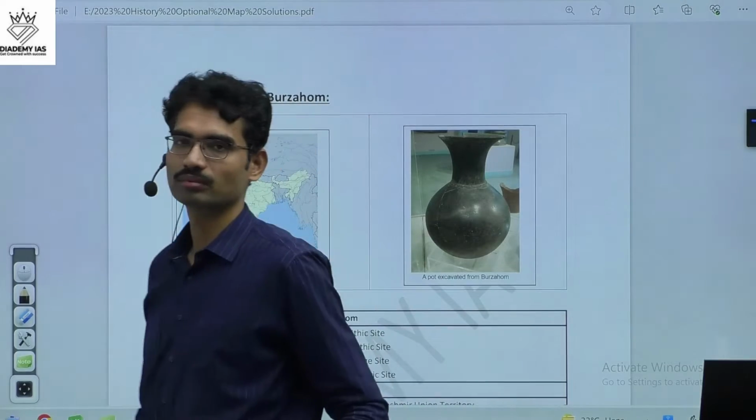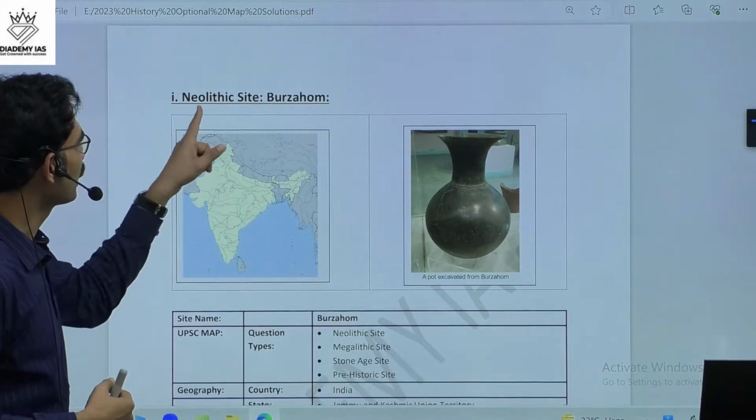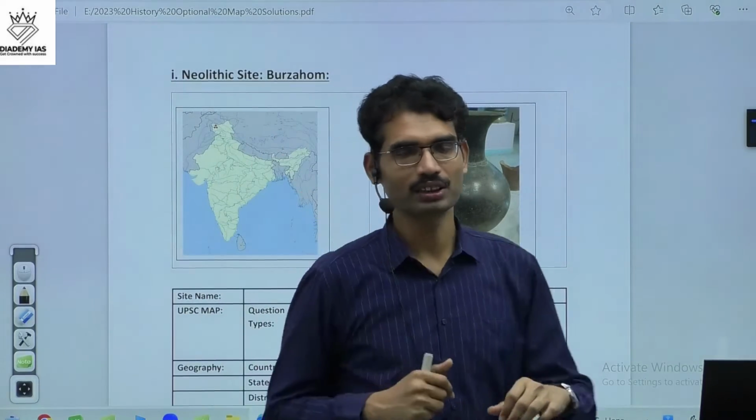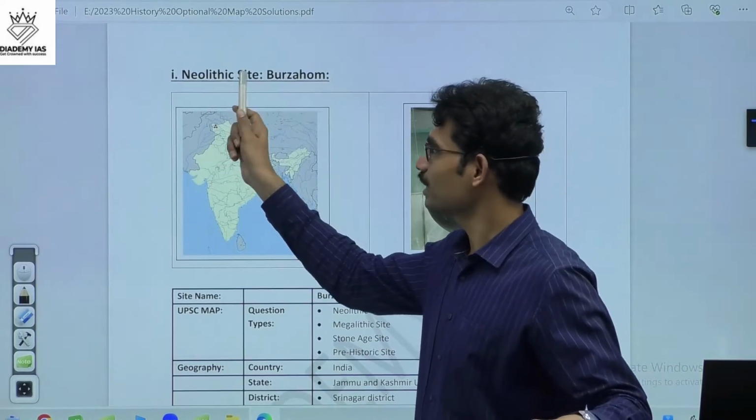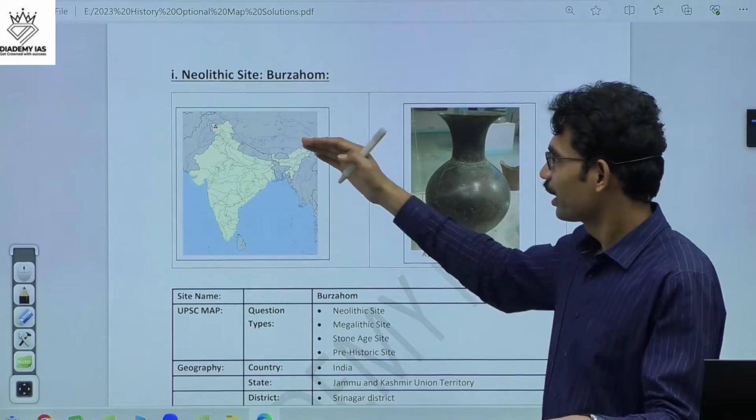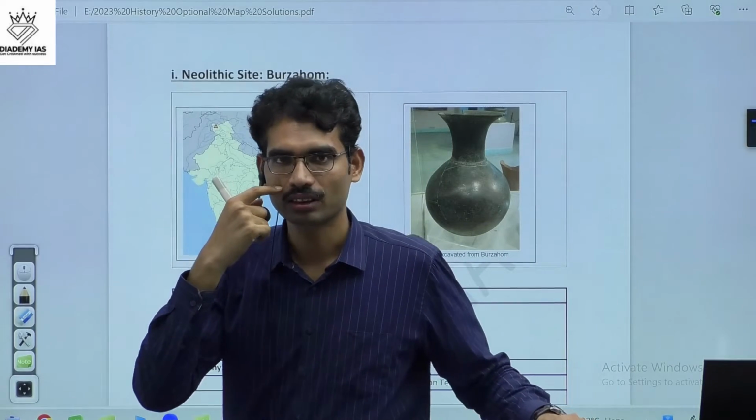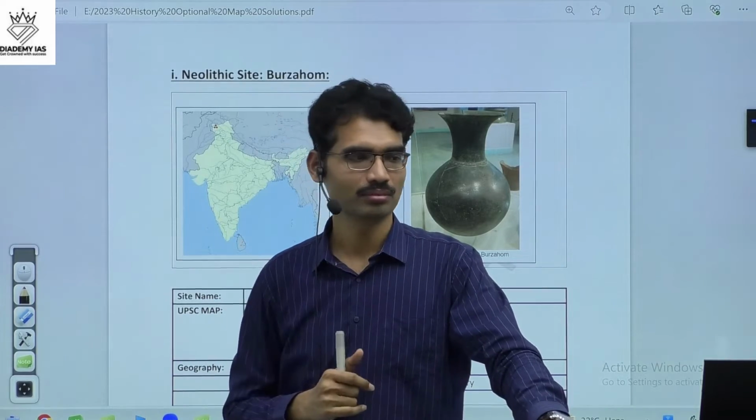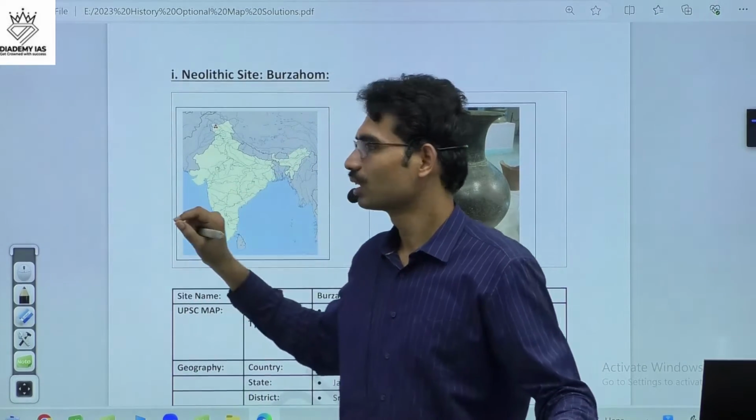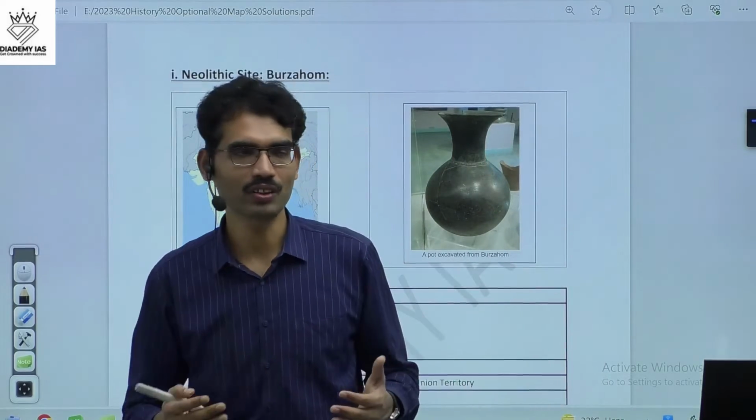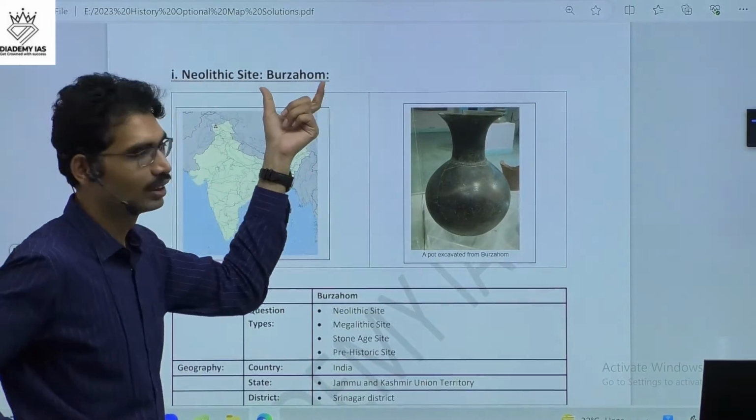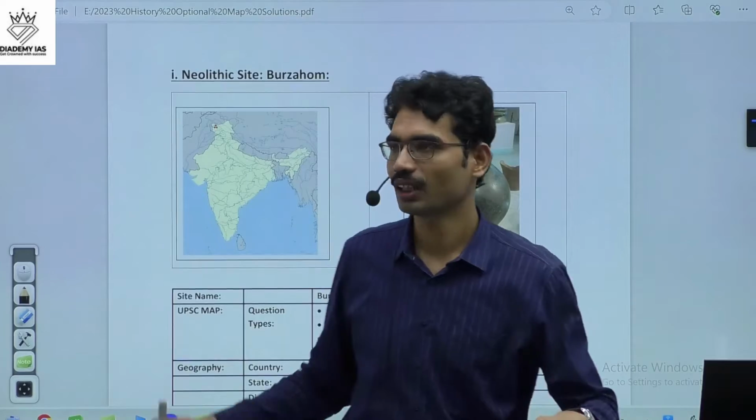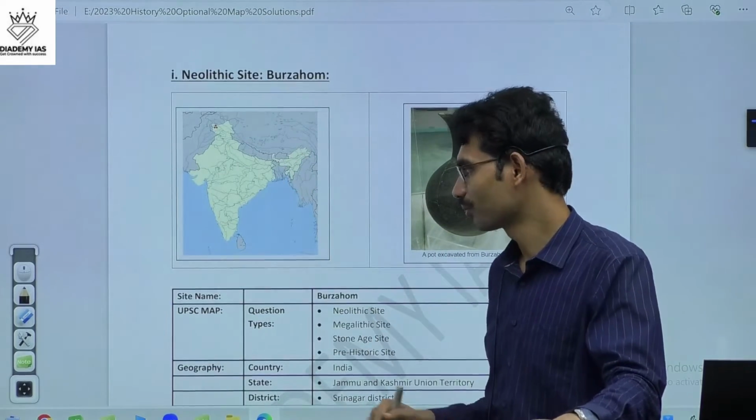This is the first one. The first question mentioned here is a Neolithic site, and it is given in Jammu and Kashmir. In Jammu and Kashmir, what is the Neolithic site? With respect to 2023 map marking, the exact locations are not given in many cases. Approximately they have given, but when we get the list of Neolithic sites from Jammu and Kashmir, Burzahom and Gufkral are two important sites. Then we have to pick one and we need to write about Burzahom.